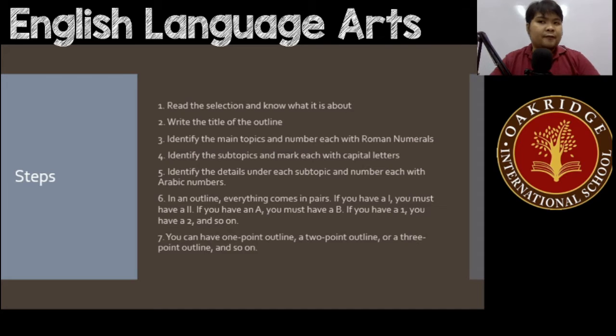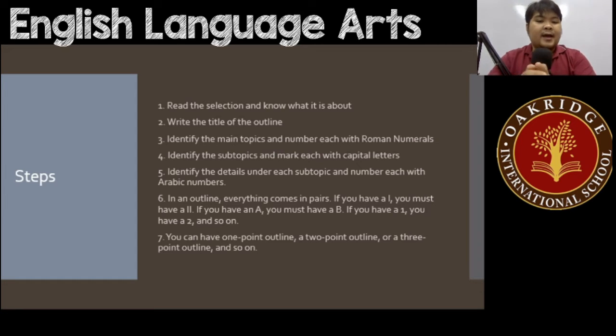And then afterwards, for each of those subtopics, you're going to give details. So you're going to give the details under each subtopic. You would number each with Arabic numbers, 1, 2, 3, 4, 5, 6, 7, Hindu-Arabic numbers, 1, 2, 3 up to 10, and so on. That's how you do it. So you have a topic first, and then a main topic. Then for each of those topics you have a subtopic, and for each of those subtopics, you have details.